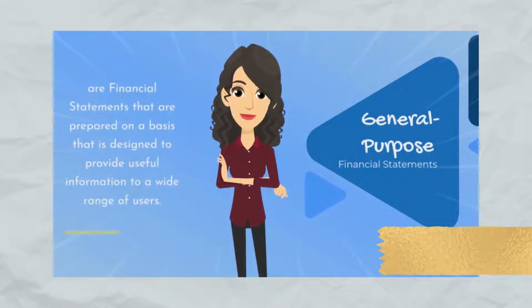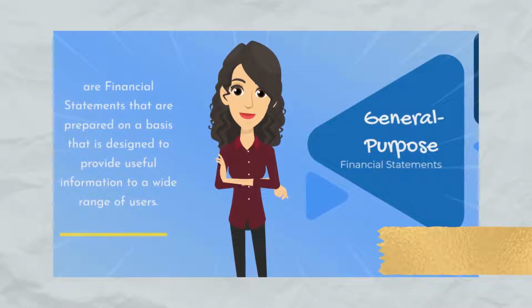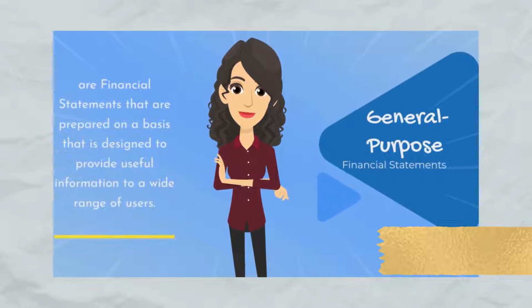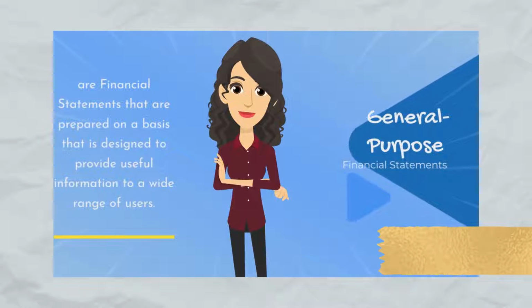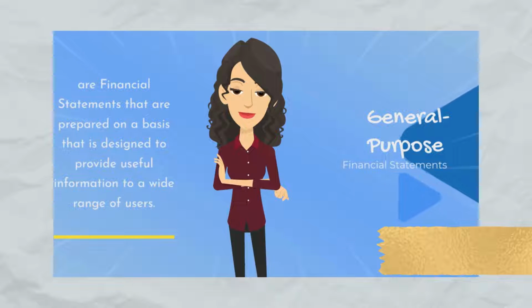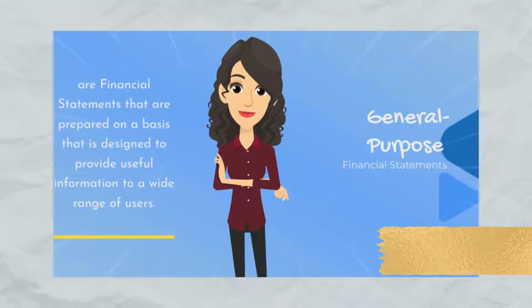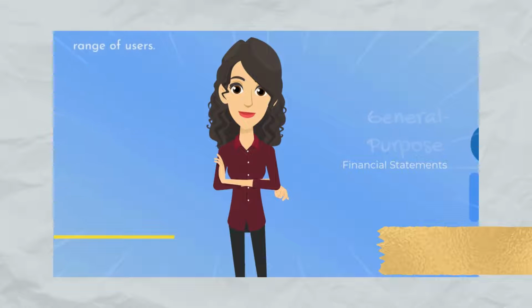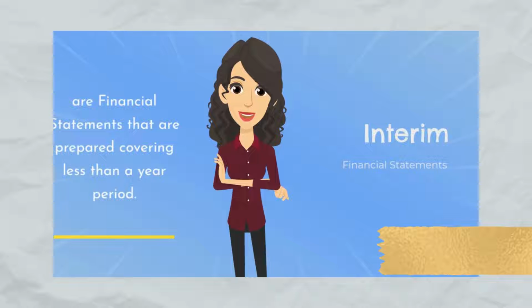The financial statements that are prepared on a basis designed to provide useful information to a wide range of users, such as the investors and creditors, who are not in a position to demand reports tailored to meet their particular needs, are called general-purpose financial statements. Financial statements that are prepared to cover less than a year are called interim financial statements.